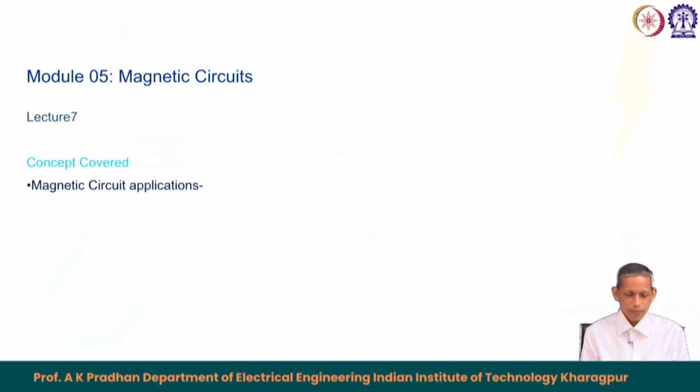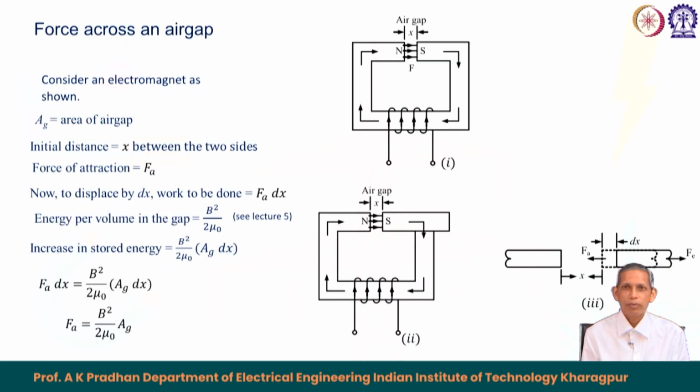In this lecture, this is the last lecture on this 5th module on magnetic circuits. We will discuss some of the applications of magnetic circuits. Let us go to one application on lifting magnets. For that, we need to see what is the force of attraction between two poles of an electromagnet.